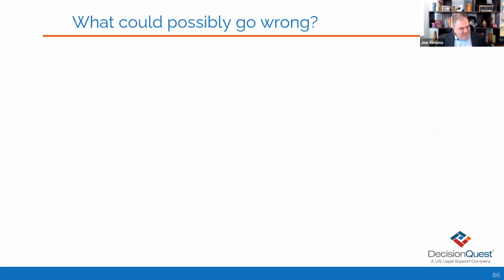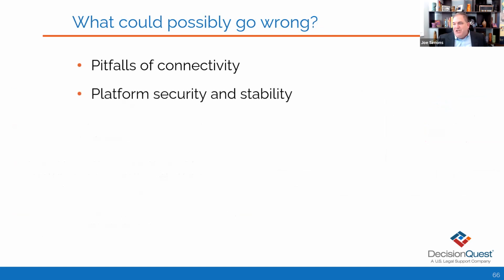Famous last words, right? There are pitfalls to connectivity, platform security and stability. It's better now, but it's not perfect. And my favorite, have a backup plan. I think the Navy SEALs say two is one and one is none. So try to have two of everything. If you try to be hardwired with a cable instead of wireless, have wireless as a backup. Have a hotspot just in case it all fails.